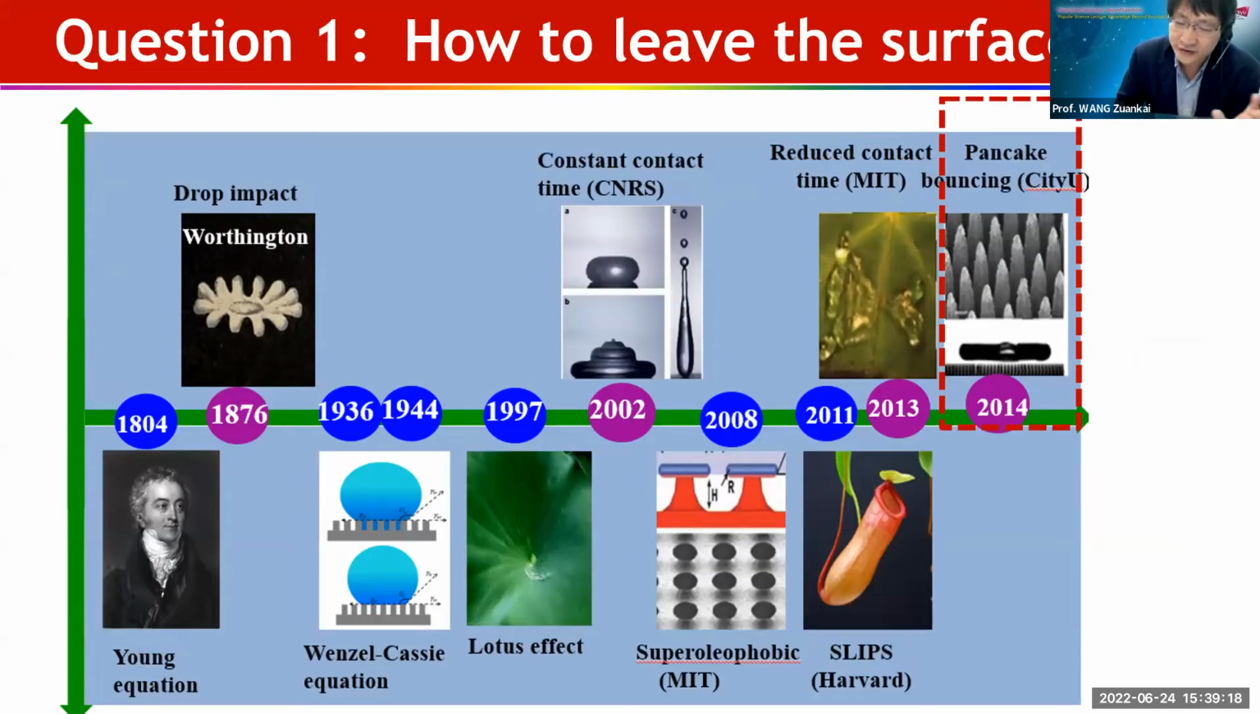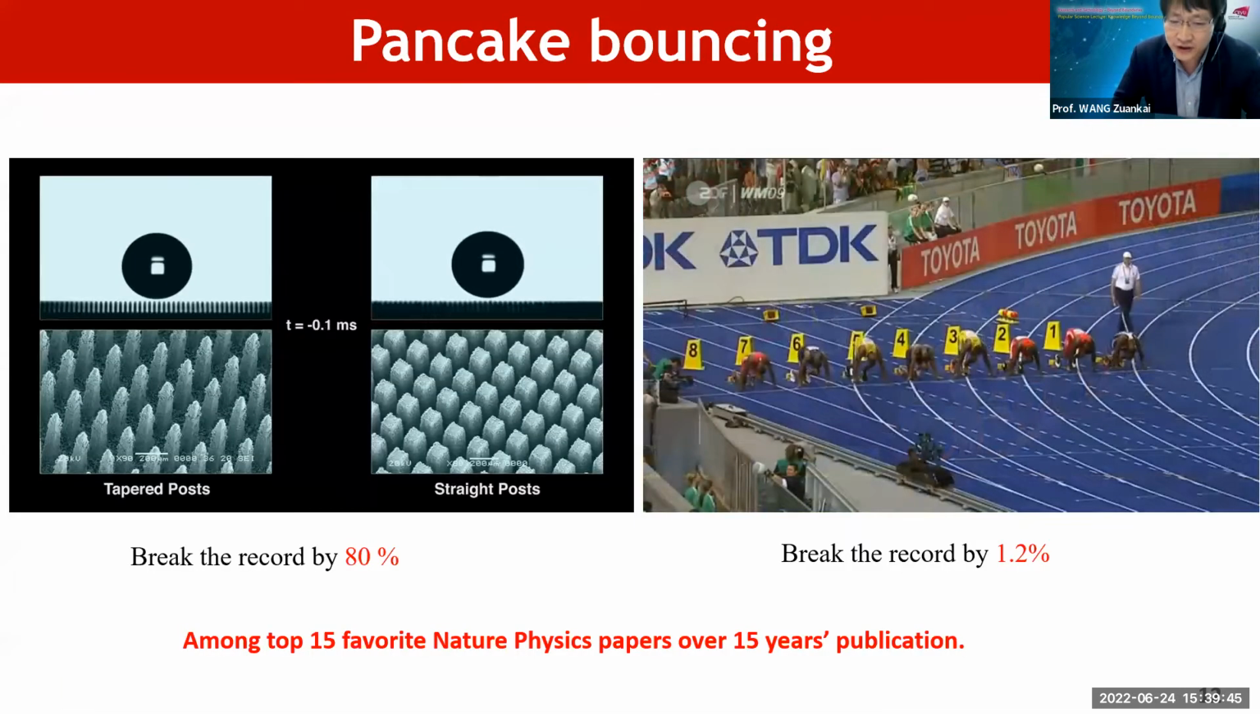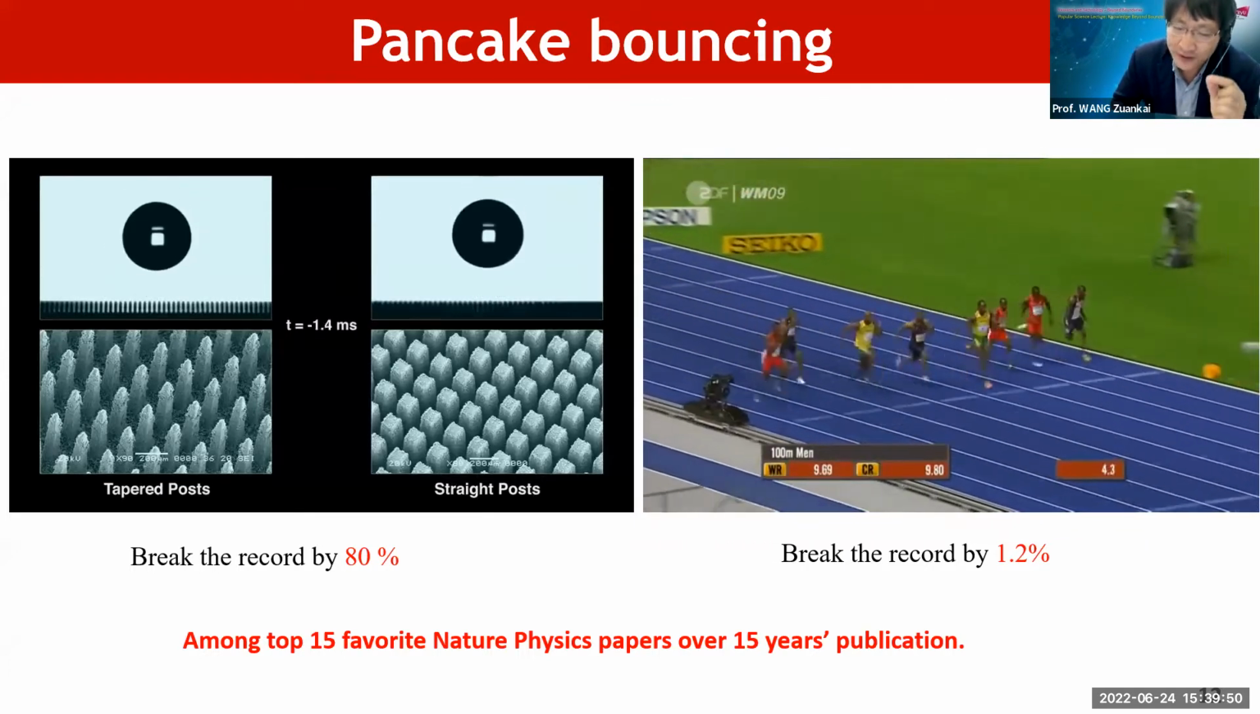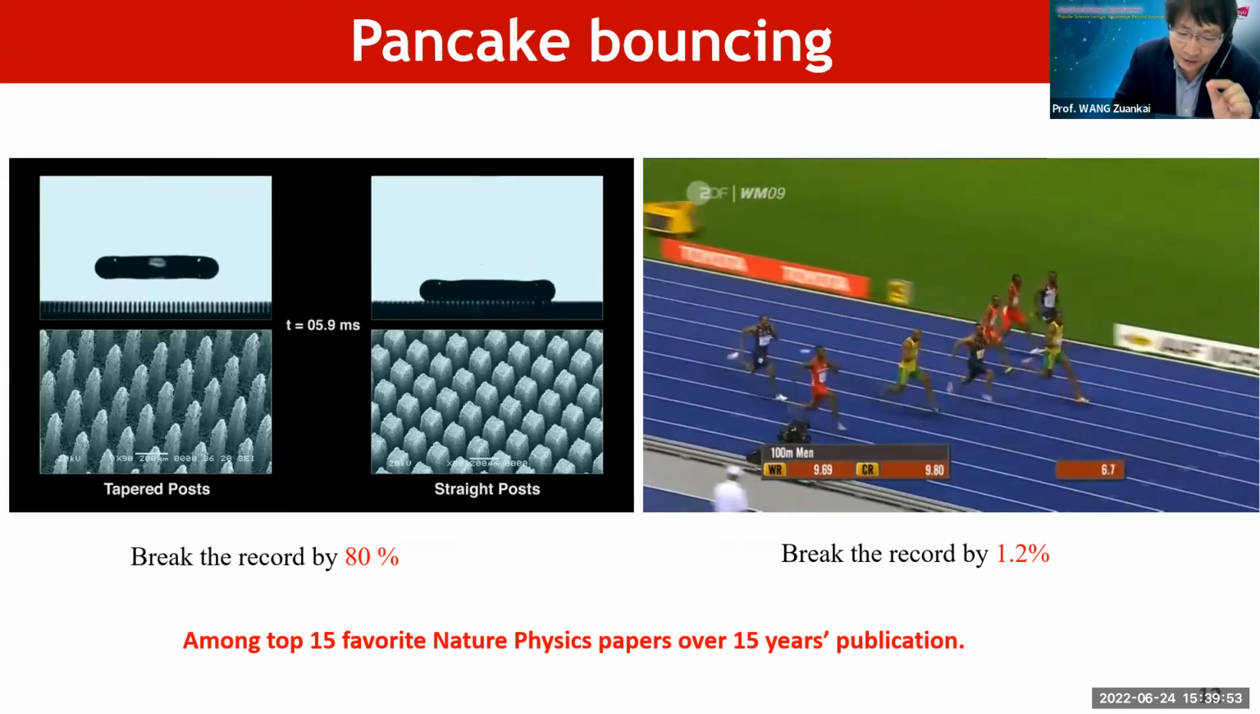So let's look at the history. 200 years ago, Thomas Young laid down the foundation of wetting, right? For wetting, basically we use the contact angle. The contact angle quantifies how much the surface likes water or not. And then we have the Cassie equation, and then we have the lotus effect, the gecko effect, but more importantly is the dynamic property, how water interacts with the surface dynamically. As shown here, the water will leave the surface, but the key parameter is the contact time.